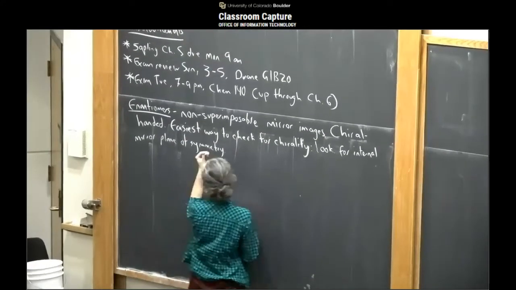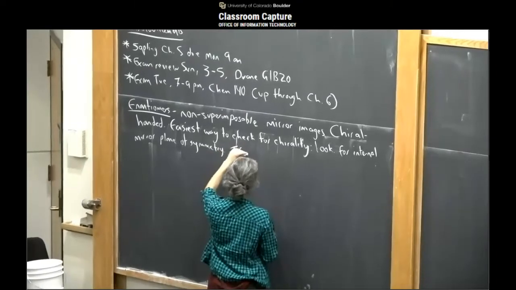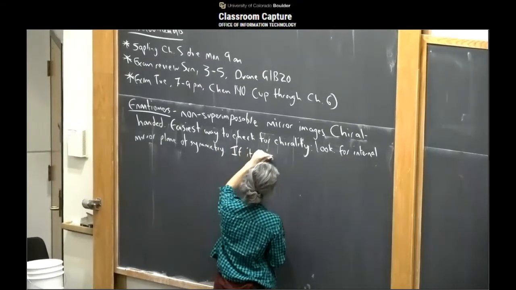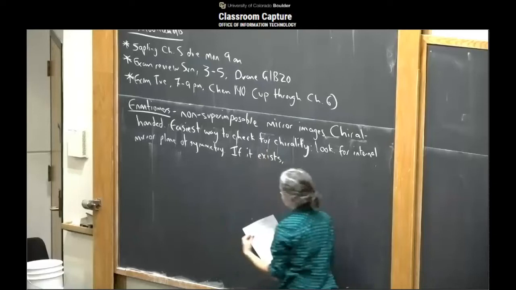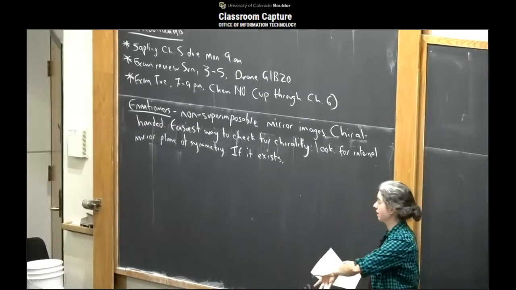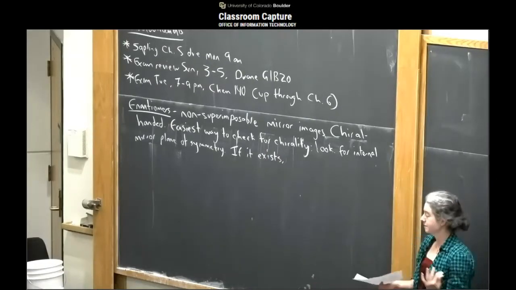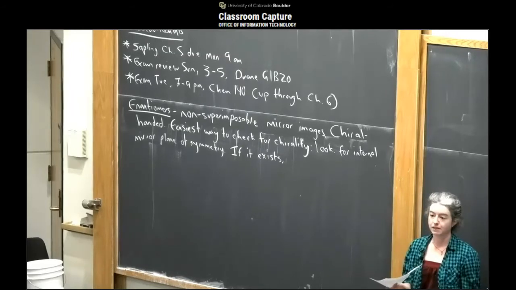So if it exists, in other words, if one half of the molecule reflects into the other half, depending on where you slice it, then the molecule is not chiral.